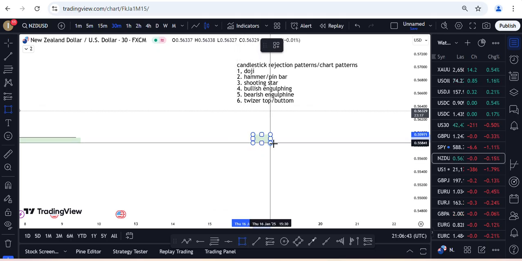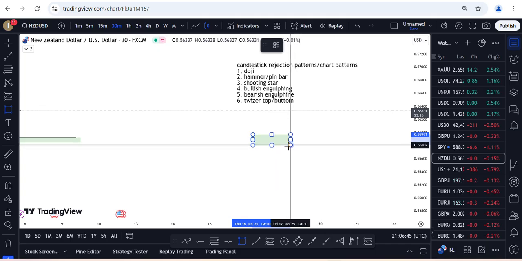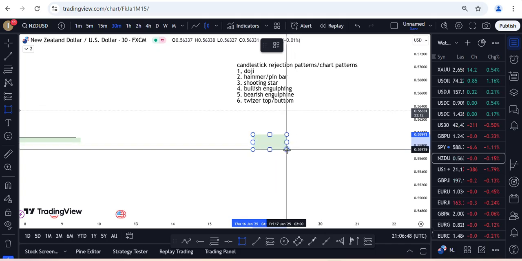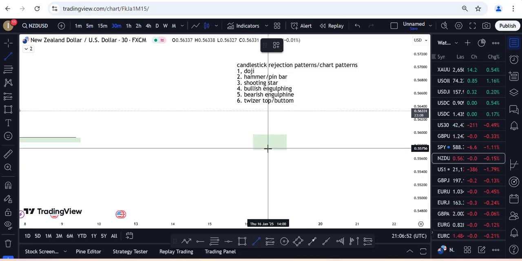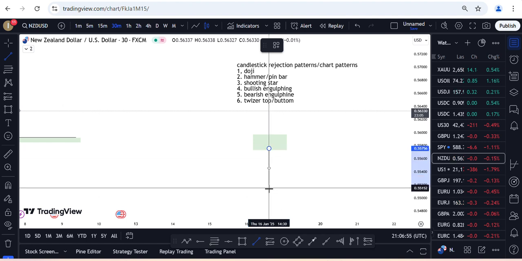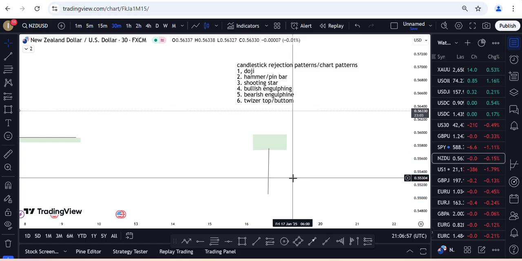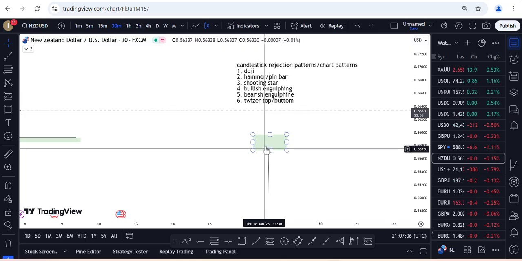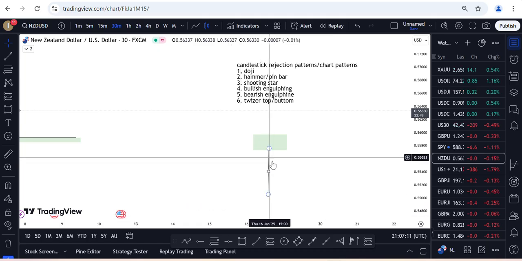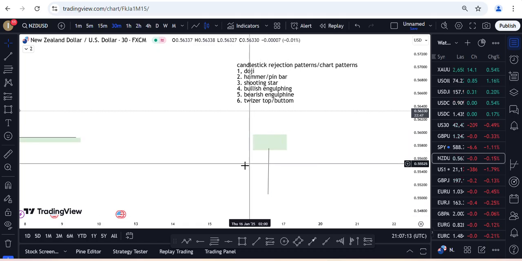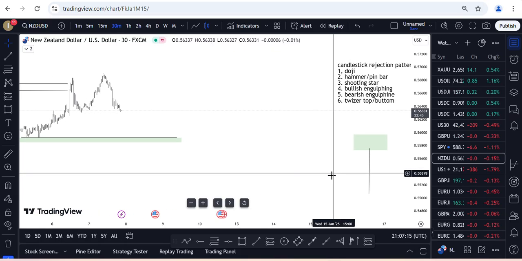So the next one I'm going to talk about is hammer. Okay, hammer is a candle that has a small body like this, and has a long wick at the bottom, just like the way the hammer itself looks. You can see a small body and a long wick that is longer than the body of the candle. So this candle is called hammer or pin bar.